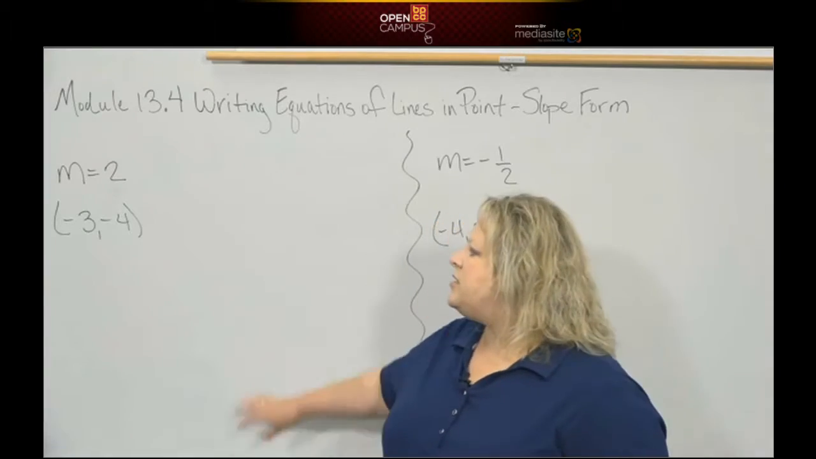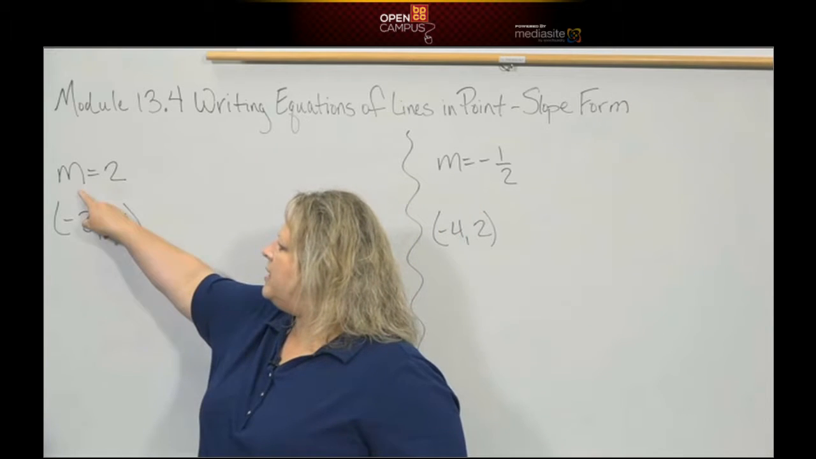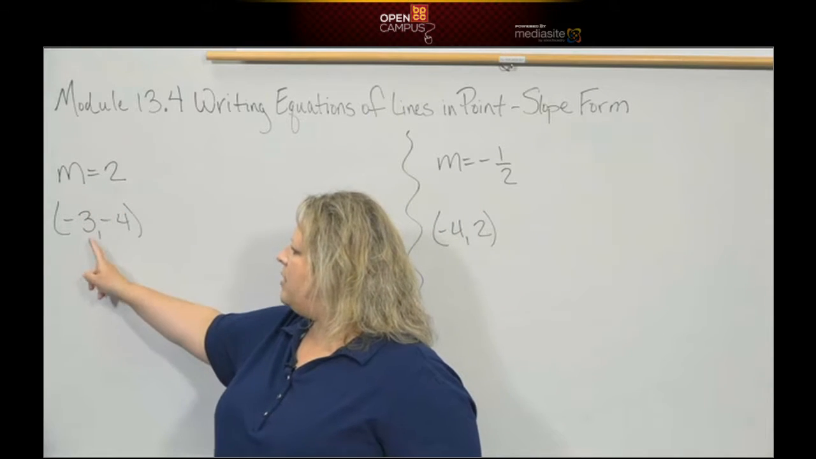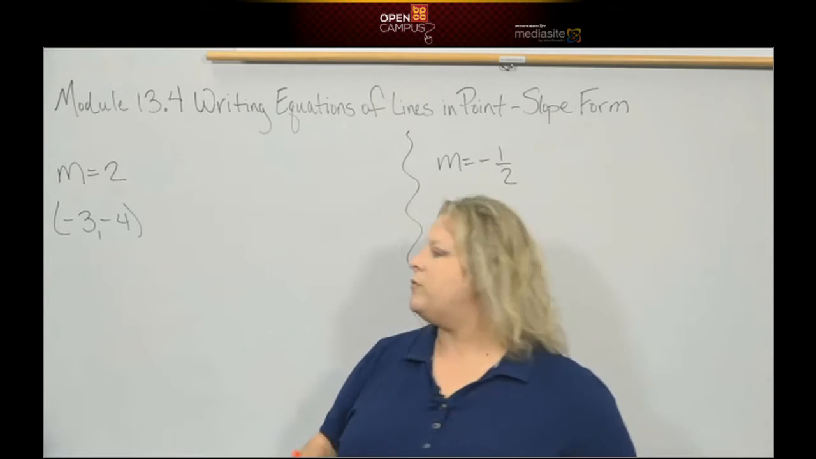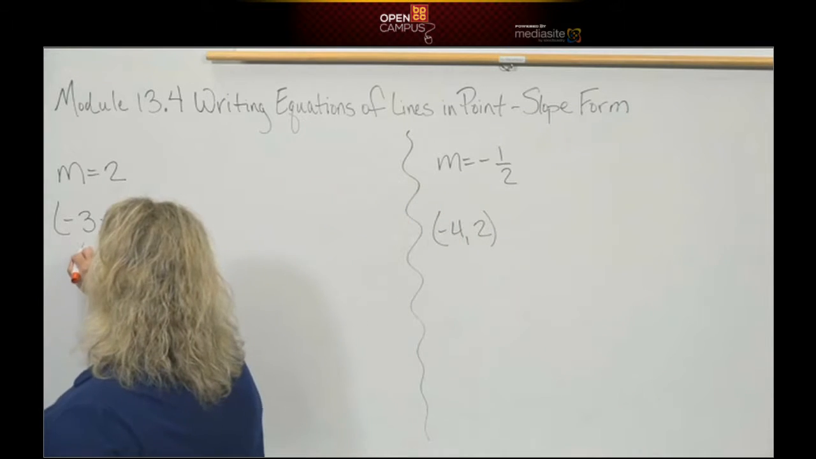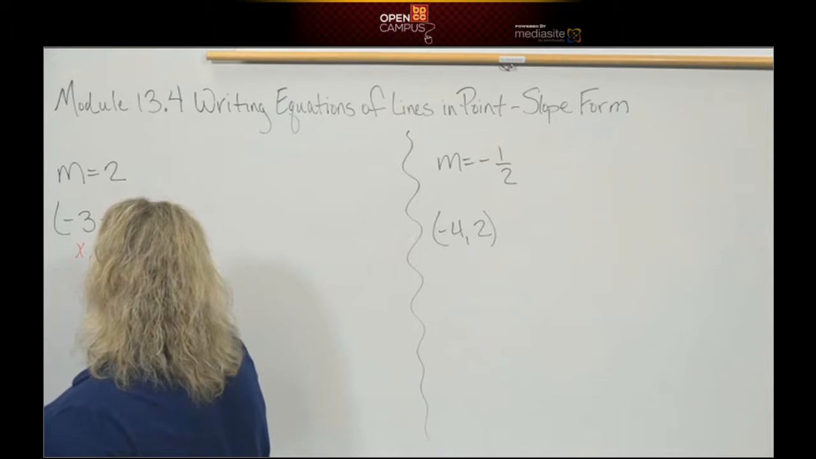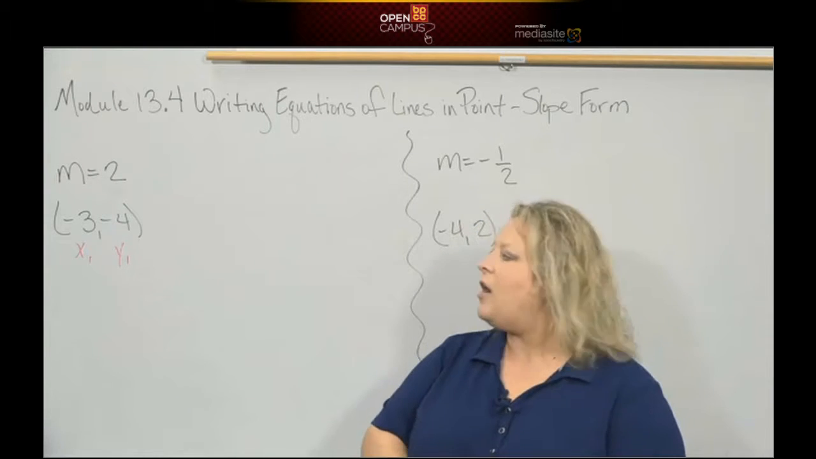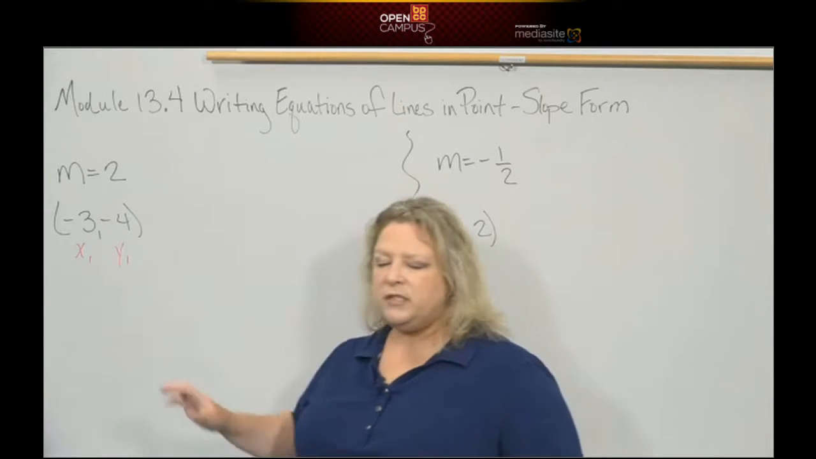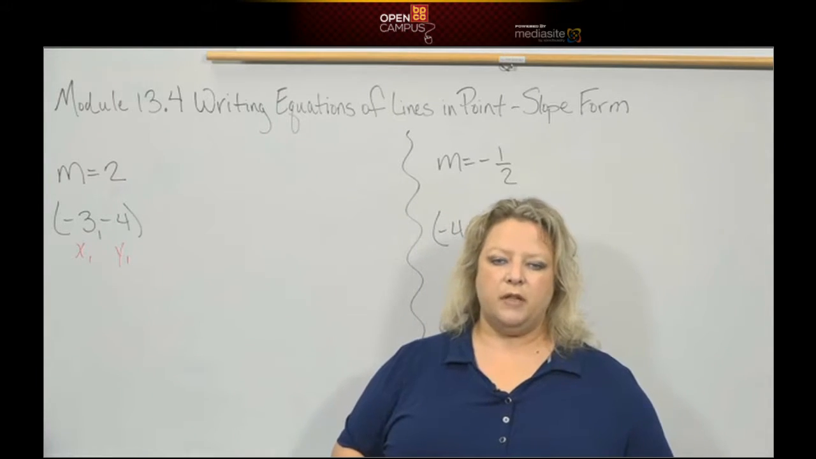All right, so here is our information. The first one is the slope is 2, the point is (-3, -4). So with our ordered pair, remember what comes first. Your x value comes first, so that's x1. Your y value comes second, so that's y1. Now all you have to do is substitute this in place of the point slope form.